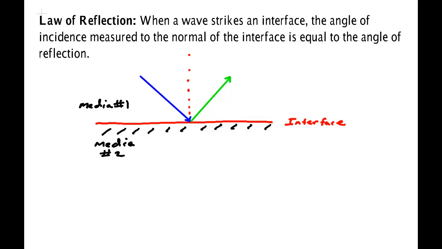This angle right here on the inward side is called the angle of incidence, theta sub I, sometimes called theta 1. And on the other side, after it strikes, it'll bounce off at an angle, and that angle is called theta R. This is the reflected angle.